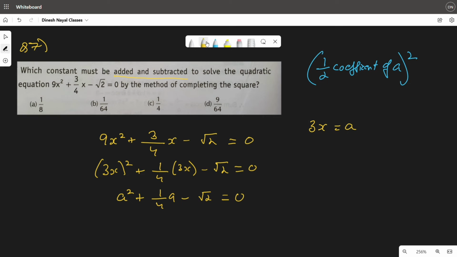So what's the coefficient of a? Coefficient of a is 1 by 4. Half of 1 by 4 is 1 by 8. Square it, that becomes 1 by 64. So 1 by 64 is the term which is to be added or subtracted. So for question number 7, B is our correct answer.